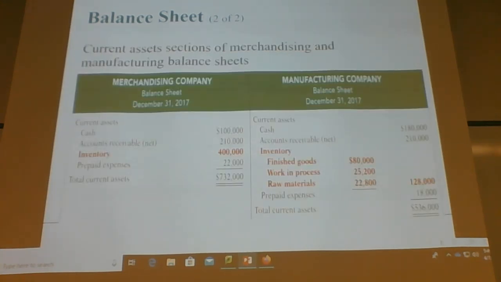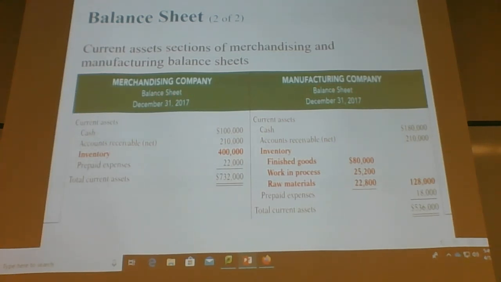So we have another example. This is what you've been used to seeing so far over here, the merchandising company. This looks like the current asset portion. So we have cash and we have accounts receivable in both places. We have some prepaid expenses here. But the difference is in inventory. It's one line item over here for the merchandising company.